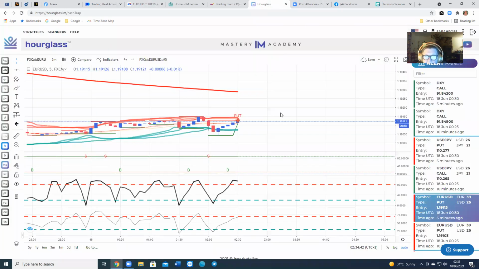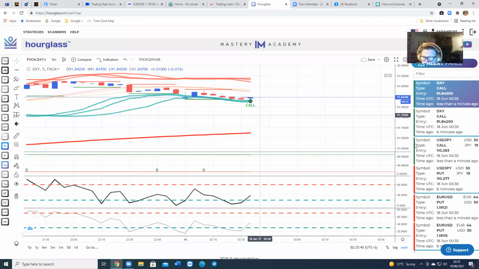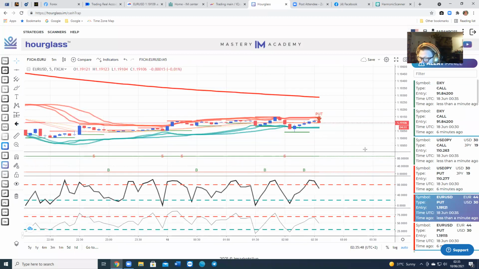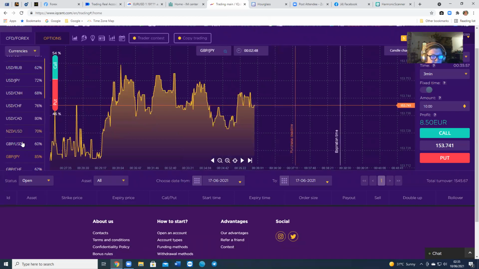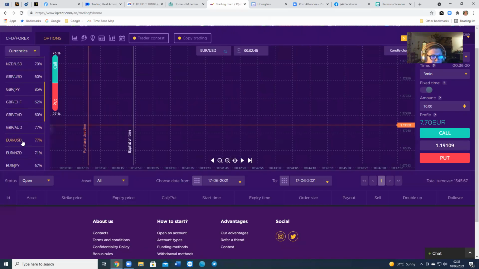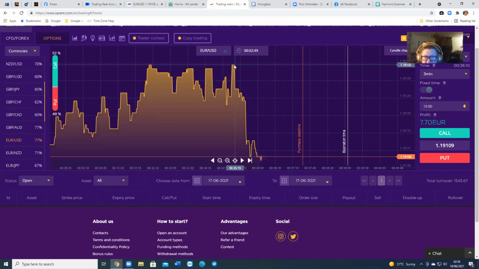Let's see what's happened here. It's given us a put at 121. The DXY says call. 121. Got the cross down, got the cross down, got the put at 121. Euro USD 77, 77, 121, 109. I've missed it. That moved fast. So there's the 35, 132, 126.